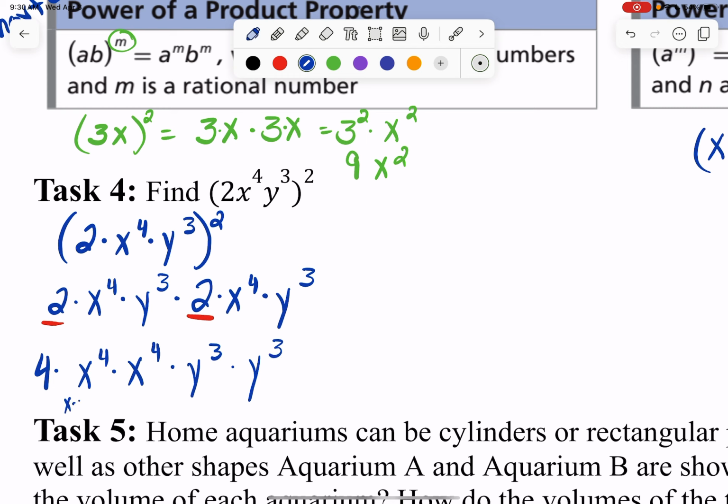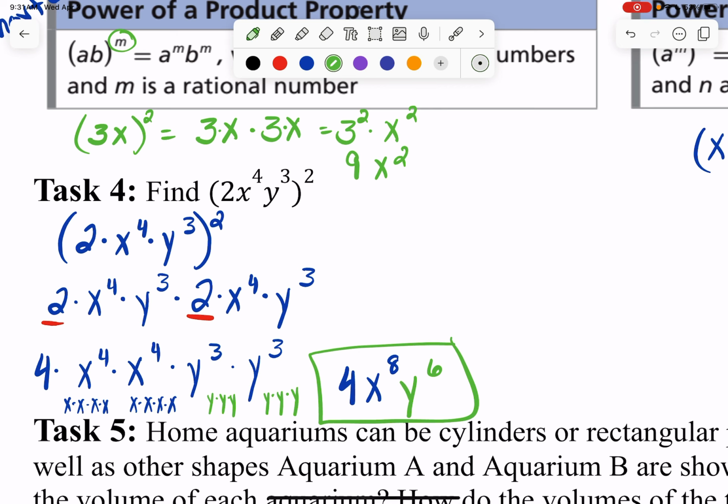X to the 4th, that's 1, 2, 3, 4 x's. 1, 2, 3, 4 x's. So really I have a total of 8 x's. So I'd end up with 4 x to the 8th. Now let's do the same thing for my y's. This is 3 y's. And this is 3 y's. So I end up with 6 y's. Y to the 6th. So I have 4 x to the 8th, y to the 6th. Ta-da! Okay. Let's do it with the rule, with the shortcuts.